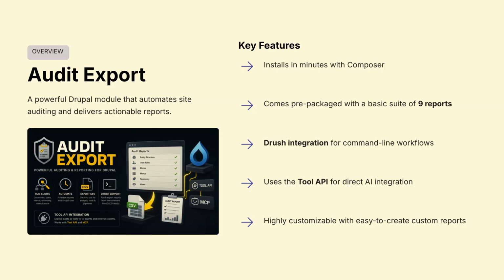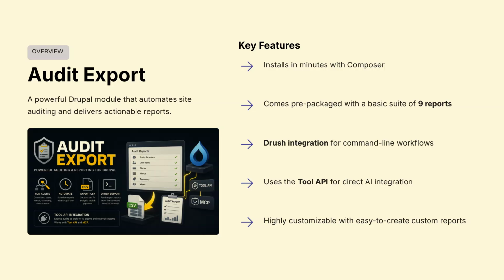So these 9 reports that I mentioned, they are derived, so it's built using Drupal's plugin system. If you want to add your own reports, you can very easily do that. I have an example further down in the presentation where we can look at a custom report. But it's really simple to add a custom report. And if you add a custom report, then the Audit Export module discovers it. Now that's available for you as a tool. It's available to your AI. It's available to Drush.